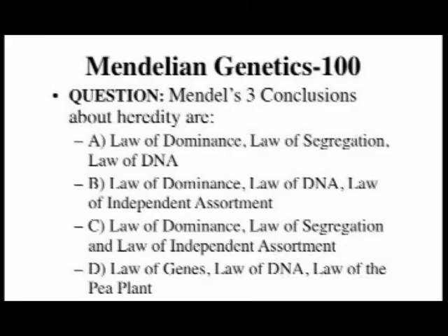Okay, and the choices are A, law of dominance, law of segregation, and law of DNA. B, law of dominance, law of DNA, and law of independent assortment. C, law of dominance, law of segregation, and law of independent assortment. And D, law of genes, law of DNA, and law of pea plants.